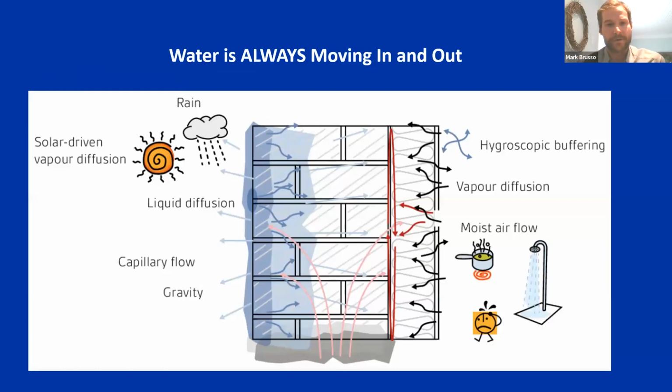And the reality is water is never absent from this part of the building. It's there and it's constantly moving in and out, whether from the inside or the outside. From the outside, we get rain and solar-driven vapor diffusion, capillary flow. And on the inside, we also have moisture coming from inhabitants of the unit: moisture given off from showers, running water, cooking, and actually just being ourselves and sweating and creating moisture on our own. So it's a continuous cycle of moisture going in and out of the building envelope.